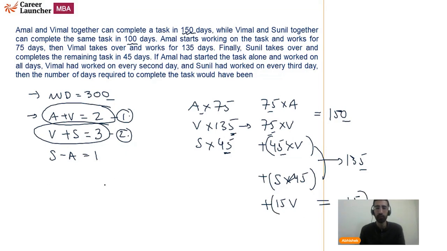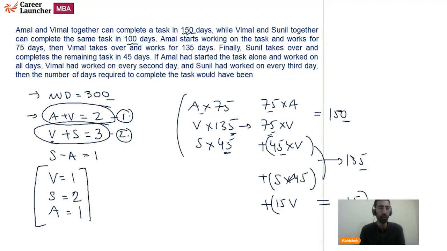So the work rate of V comes out to be 1. So if you solve this, you'll get V as 1. And the moment you get V as 1, you'll get S as 2 and A also as 1. So we have work rates, which is extremely useful, and that will help us solve the question.